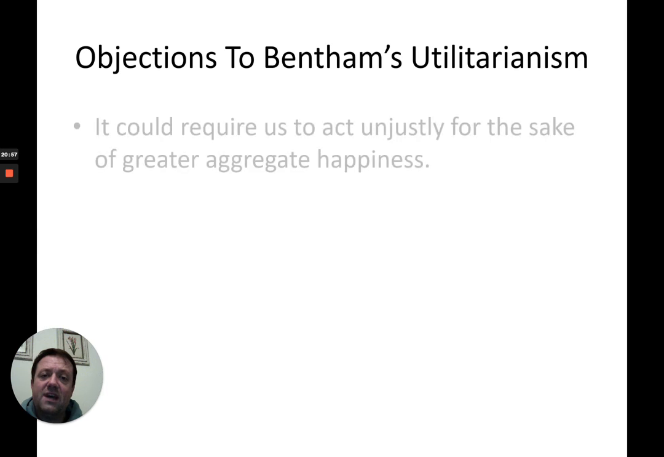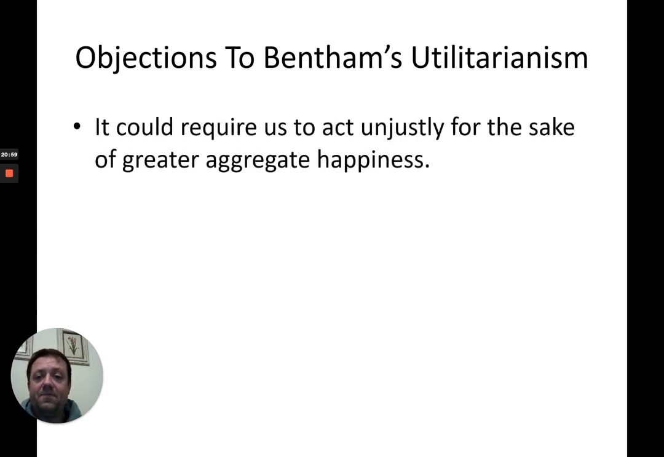So let's look at some objections to Bentham's utilitarianism now. All right. It could require that we act unjustly for the sake of greater aggregate happiness. So suppose, for example, I was a judge and I knew the person before me in the dock was innocent. But I also know that if I find them guilty, it will make most of the population happy. So according to Bentham's utilitarianism, the right thing for me to do is to find that person guilty, even though I know they're innocent, because it will create greater aggregate happiness.